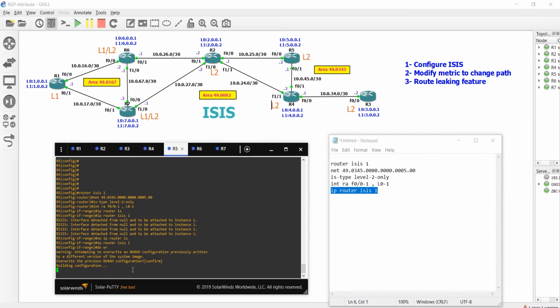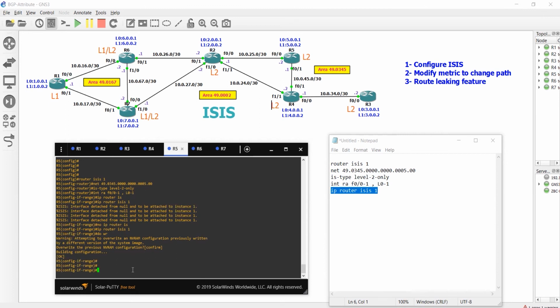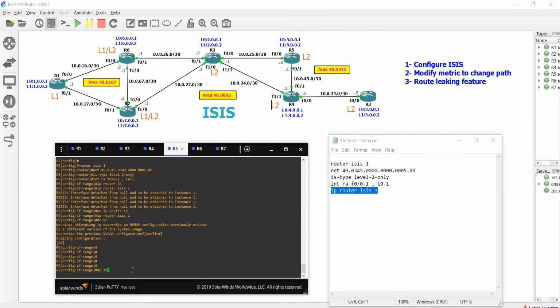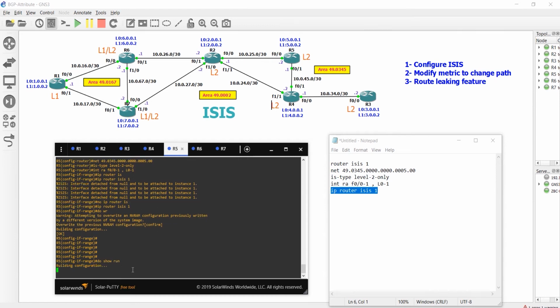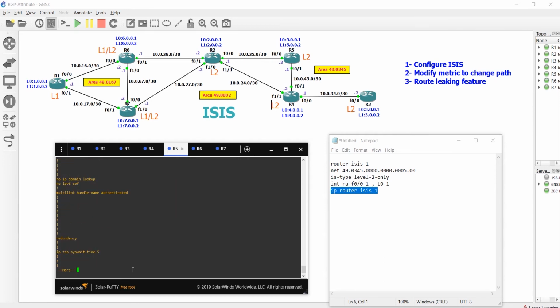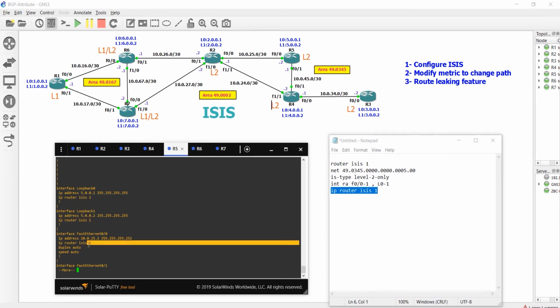Yeah, and I want to be sure, show run and check interface. IP router ISIS in the interface. This is okay. IP router ISIS. All of them are okay now. Yeah, ISIS. This is okay.